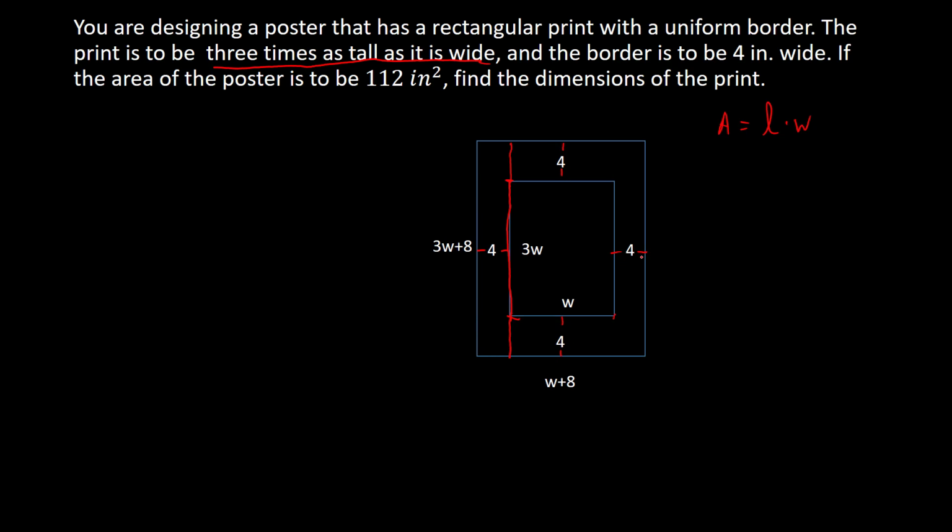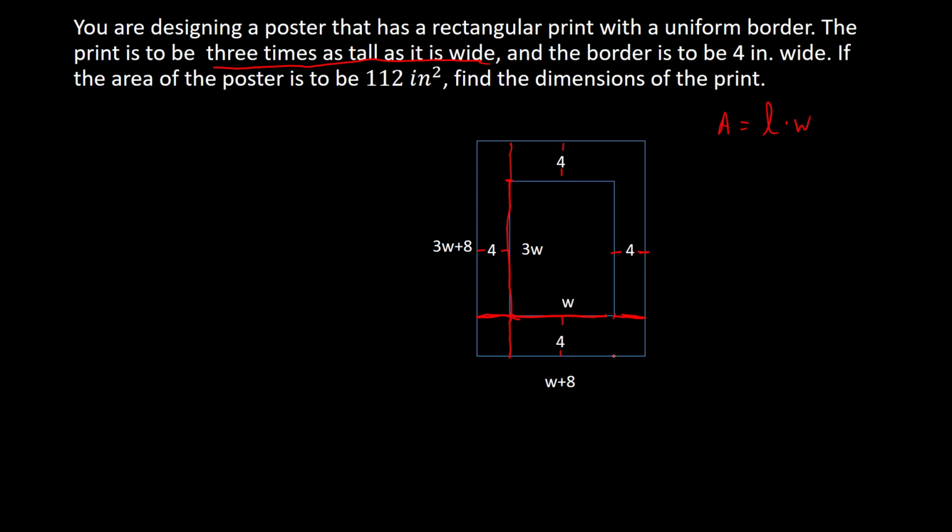And the width, same concept. You take this 4, right here, plus another 4, that's 8. 8 plus that w would be the entire width of the poster. So we have w plus 8. So now we have the length and the width, and we just need to figure out what exactly it is. Using what we know, how do we find that exact length and width?